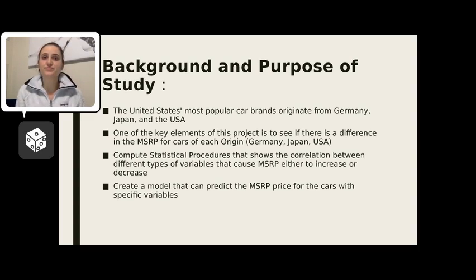In our research, we computed different types of statistical procedures to better understand what kind of factors affect the MSRP. We computed a correlation coefficient test between different variables to see if the elements are significantly different based on the car's origin. Our analysis can make some suggestions on what kind of car a customer should purchase based on his or her preference. We also created a model that can predict the MSRP based on different variables, which we will talk about in the next slide.